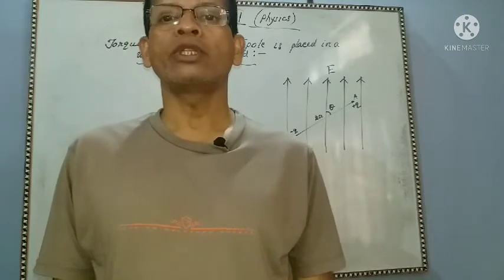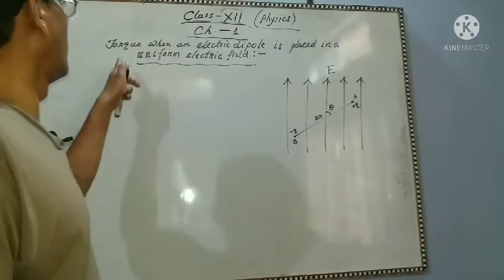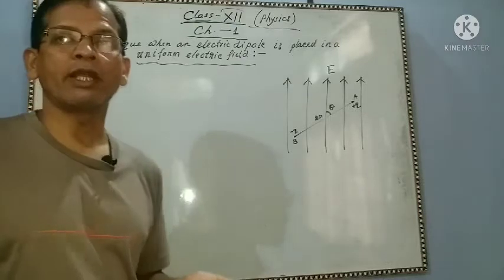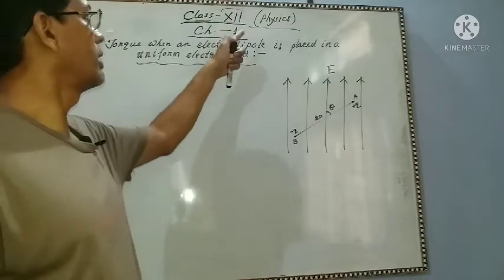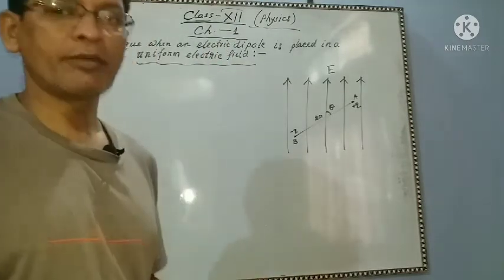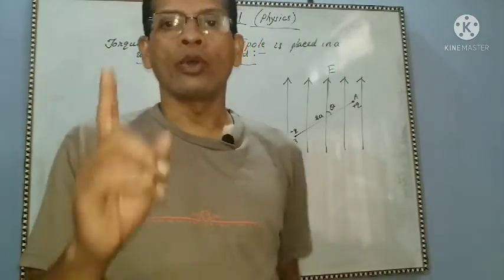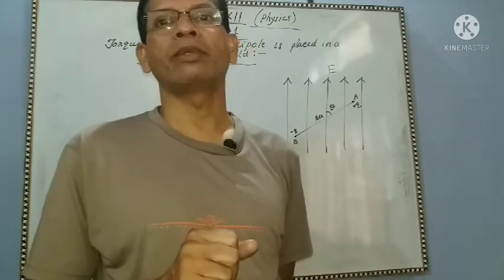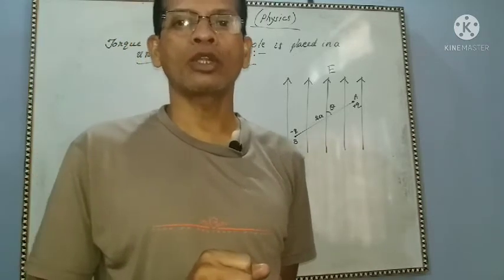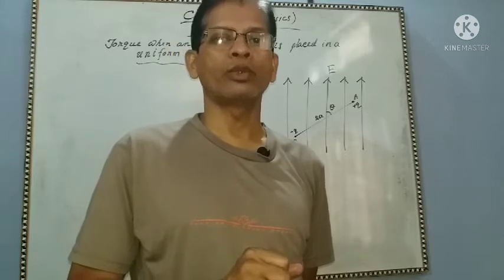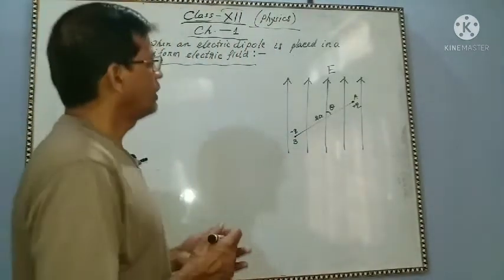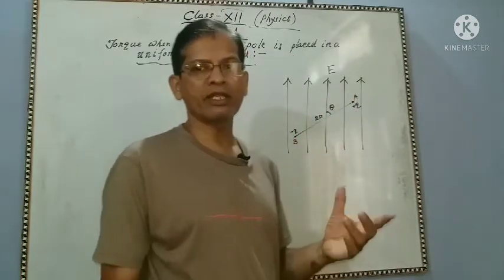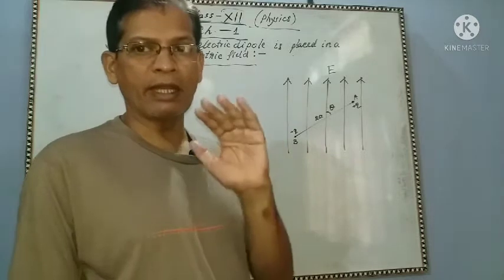Today I am going to discuss the torque when an electric dipole is placed in a uniform electric field. Class 12, Chapter 1, Physics. When an electric dipole is placed in a uniform electric field, what will be the torque produced due to it? So we have taken the electric field in this direction. Uniform electric field is represented by parallel lines of the same length.